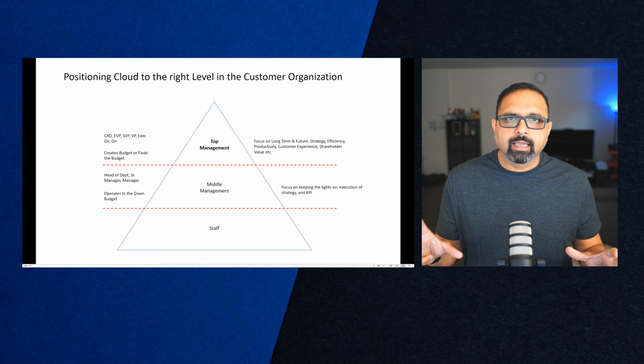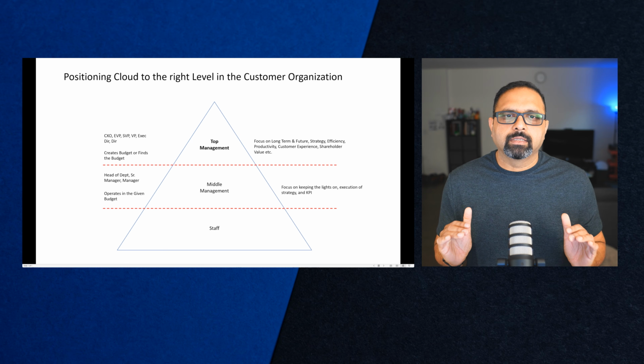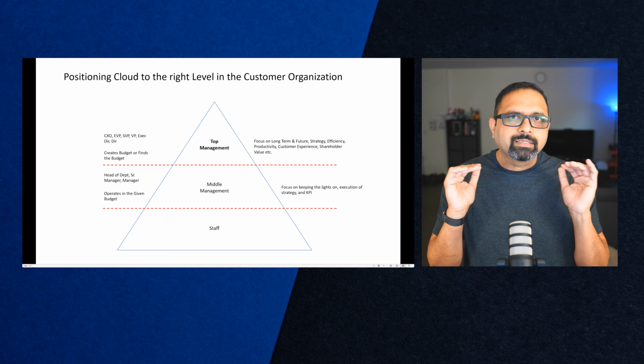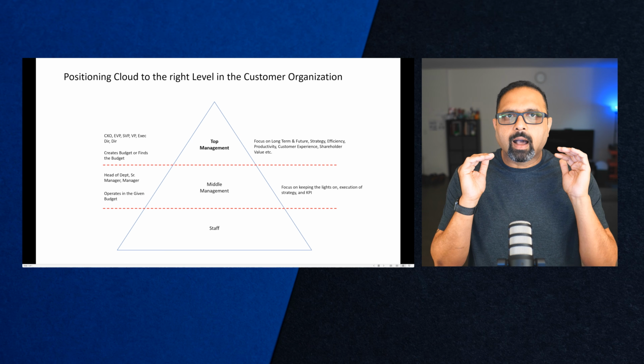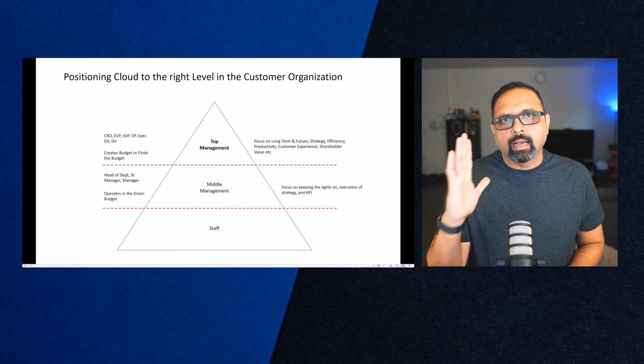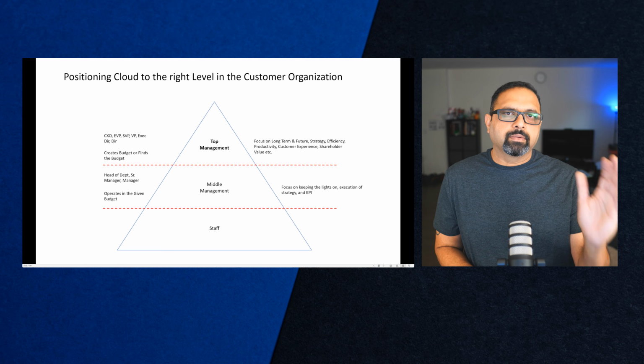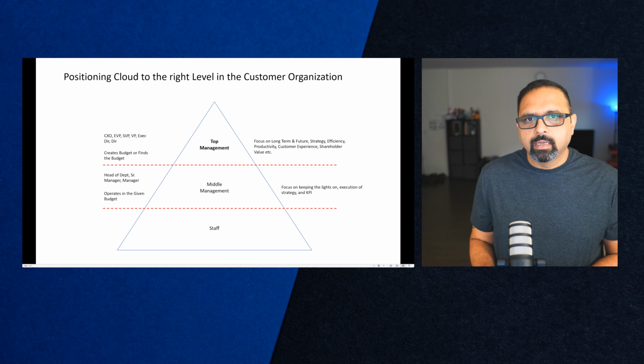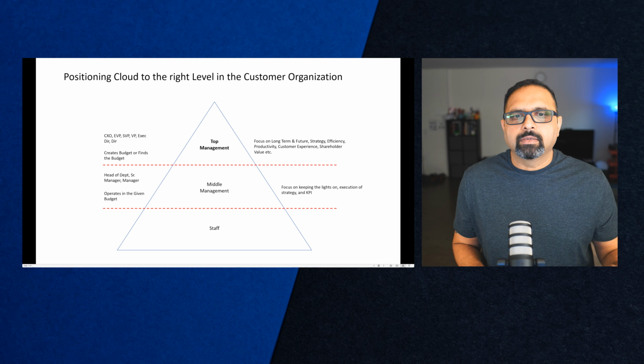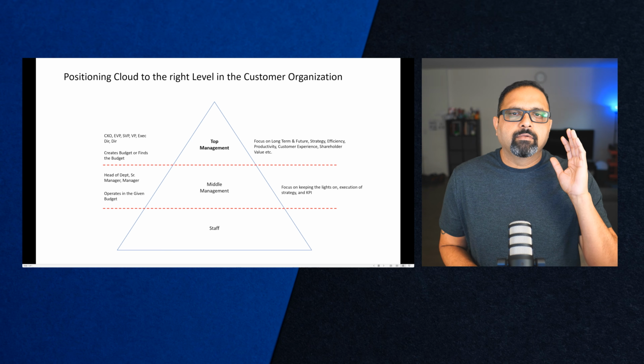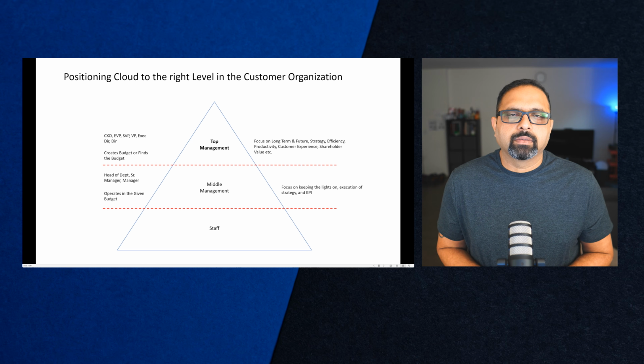But if you're selling complex cloud technology, go to the top layer and understand their mindset, understand how they think, understand how they manage the budget, understand how they look and what they focus on. So that's very, very key to really focus on when it comes to pitching to the top CXO level or top management with cloud or any technology sale at a customer side.